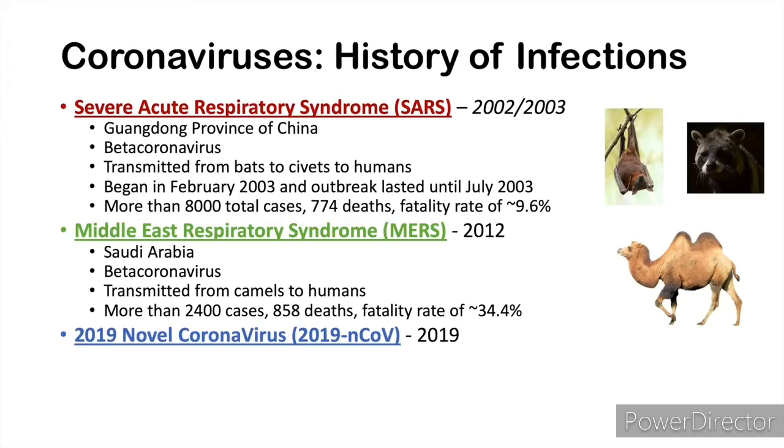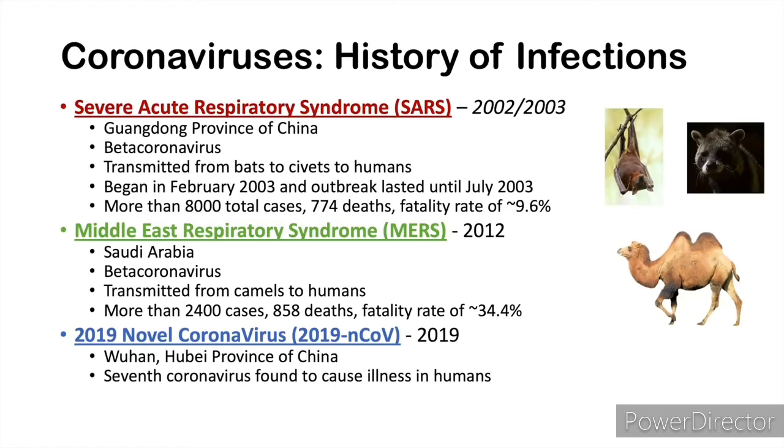And the newest one that has come on the scene is the 2019 novel coronavirus, designated 2019-nCoV. This one occurred in December of 2019. It's probably even earlier than that, and we'll talk more about that in the next lesson. This virus started in Wuhan, a city in Hubei province of China. And it is the 7th coronavirus found to cause illness in humans. Like SARS and MERS, it is a beta coronavirus, and it has a lot of similarities to SARS, which we'll talk about in the next lesson as well.